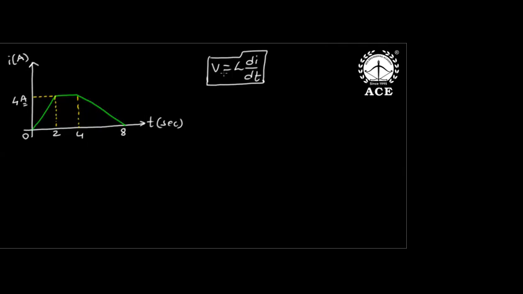Now first, this current function is a trapezoidal function. There is no single max equation which can define all the points. So what I will do is piecewise linearization. This is a very, very important term. What is the meaning of piecewise linearization?